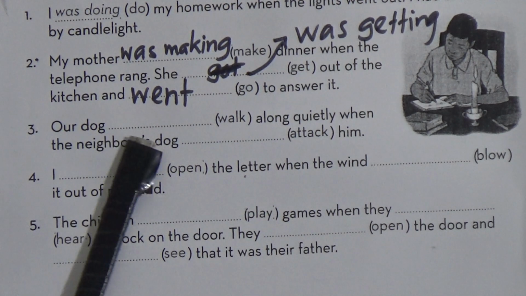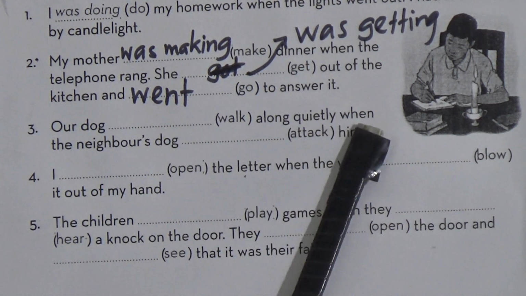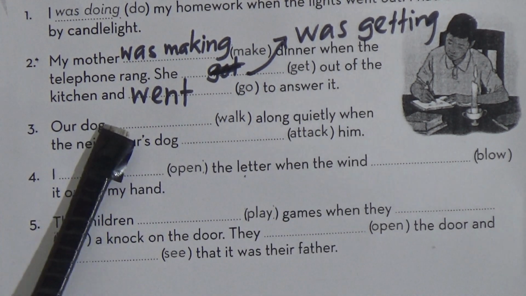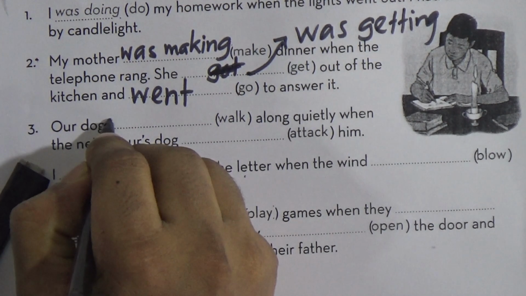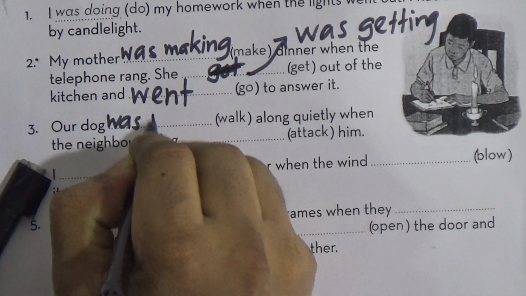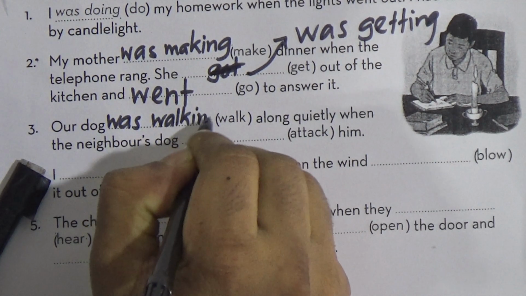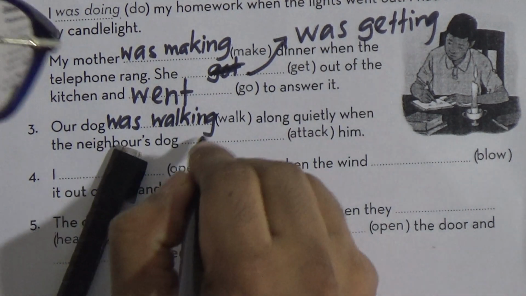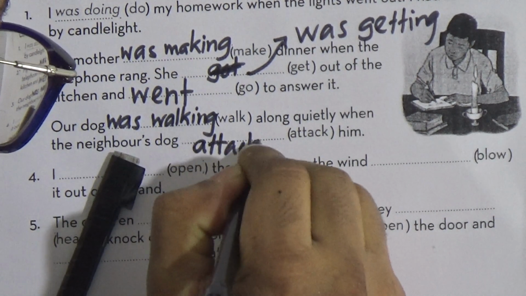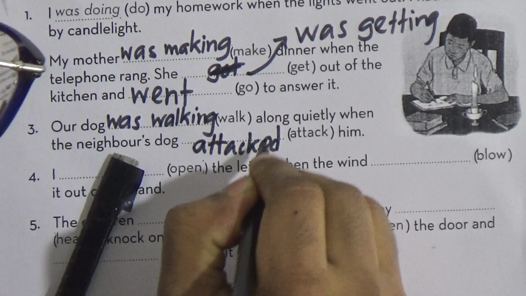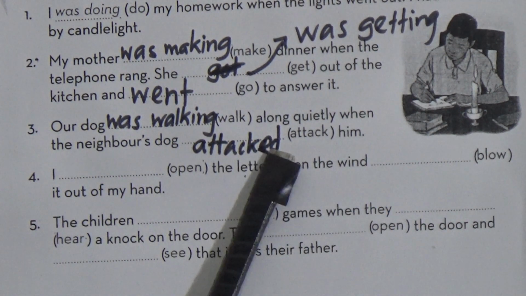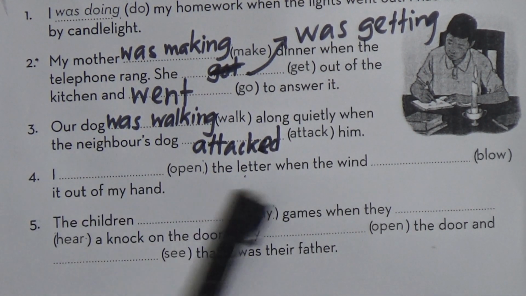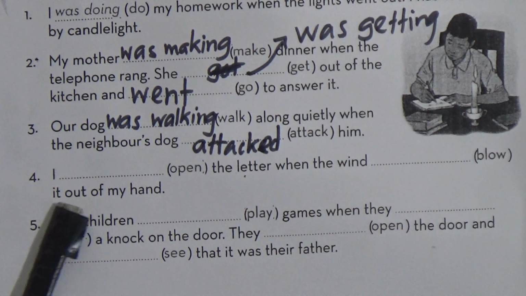Number 3, our dog was walking along quietly when the neighbor's dog attacked him. So our dog was walking along quietly. This is past continuous tense. One dog, that's the was walking, along quietly when the neighbor's dog attacked him, A-T-T-A-C-K-E-D, attacked him.